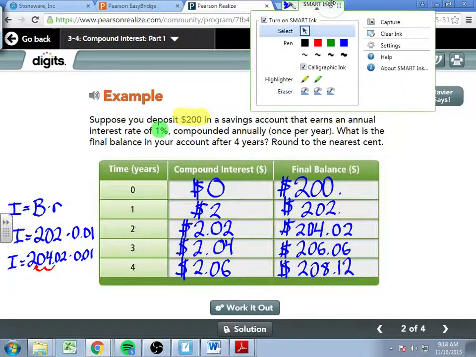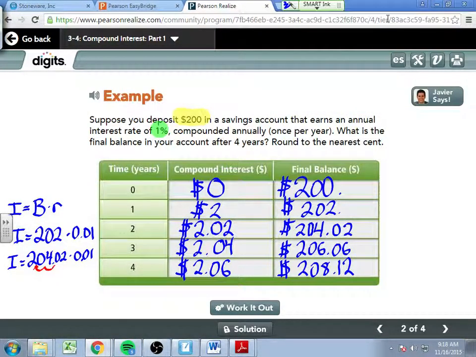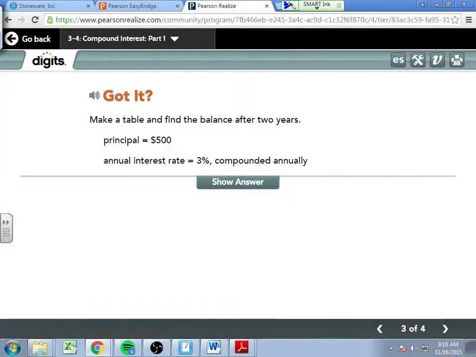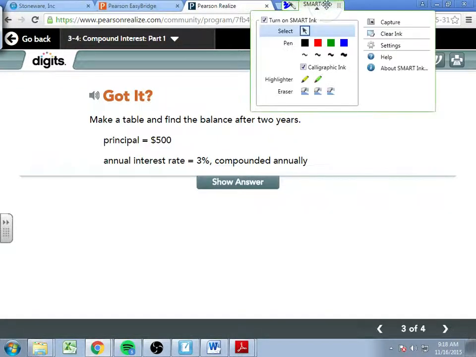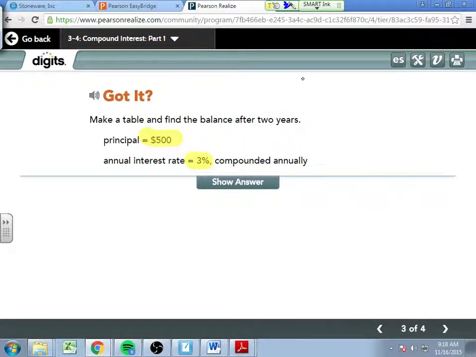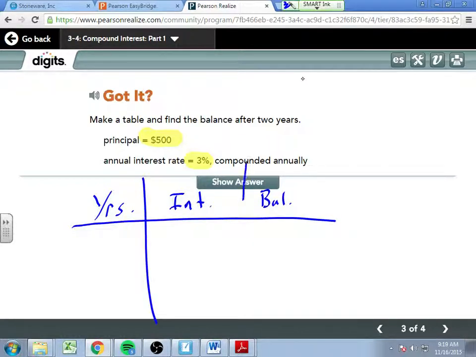But let's set up another situation and try this out, because it'll make more sense as we do another one that's got different numbers. So now, my interest rate is 3%. My principal is $500, and we want the balance after 2 years. So again, it would help to make a table with years, interest, and balance. When I started my account, I made no interest. I had $500.